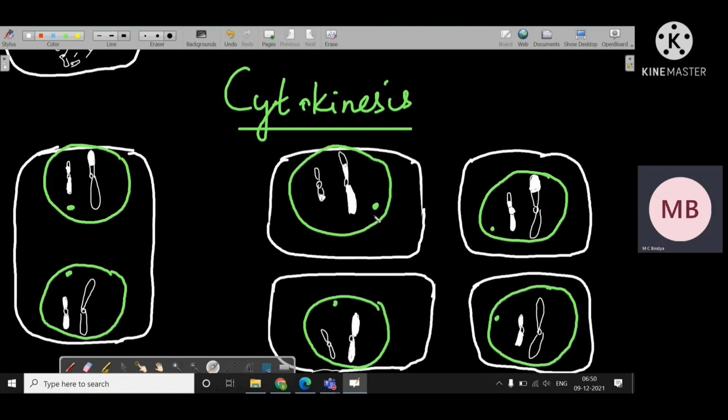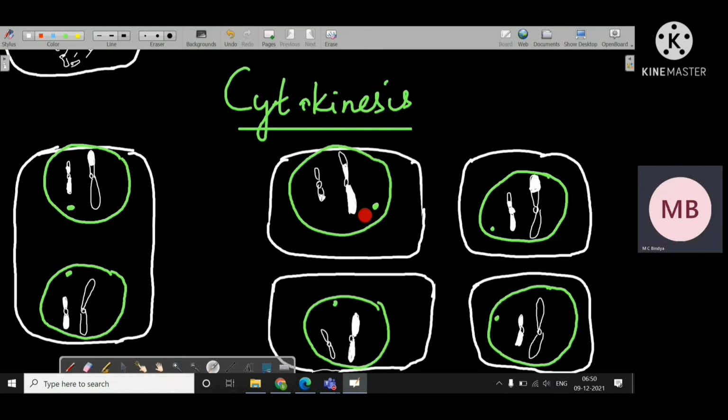So each of the nuclei has only a haploid number of chromosomes when compared to the parent cell. Like the parent cell had four chromosomes, but here you can see only two chromosomes, which means that if the cell is diploid, then after the meiosis, the cell will become haploid.